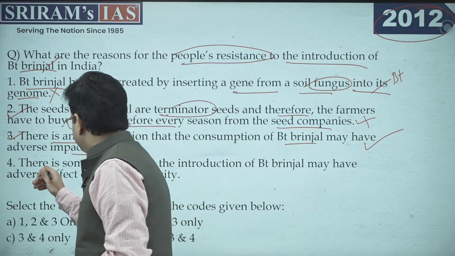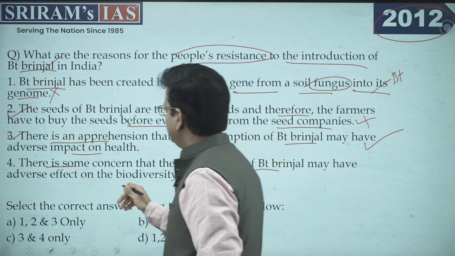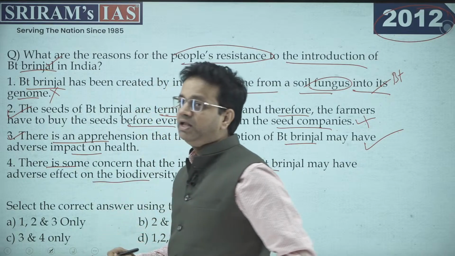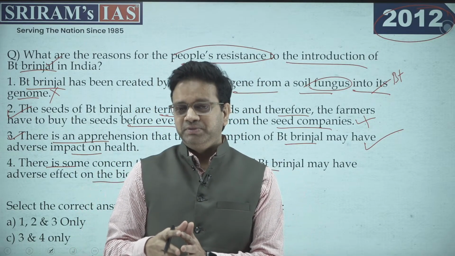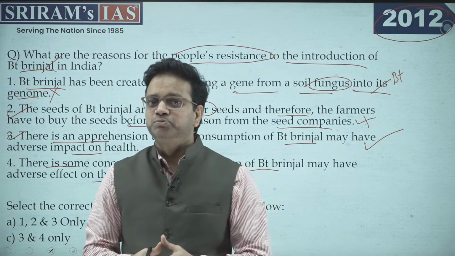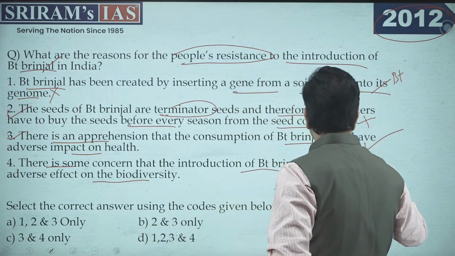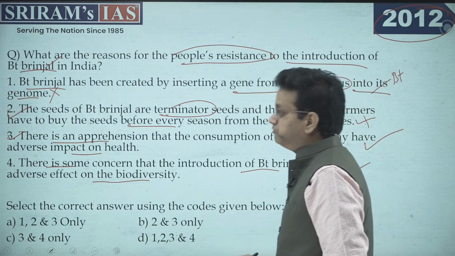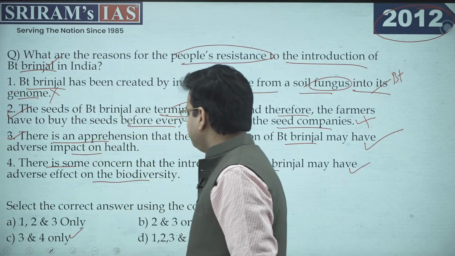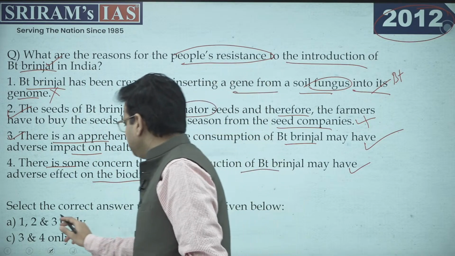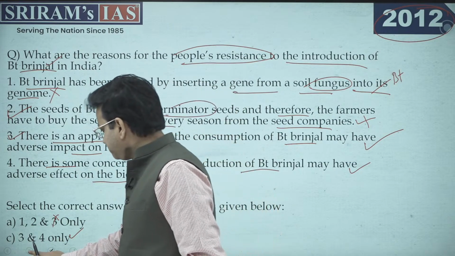Now the fourth is there is some concern that the introduction of Bt brinjal may have an adverse impact on biodiversity. Now this is most likely to happen. That can lead to people being reluctant on that specific part. So as per this, statement number 3 and statement number 4 are correct. So the correct option here is 3 and 4. And if you use the elimination technique also, this can be easily negated.